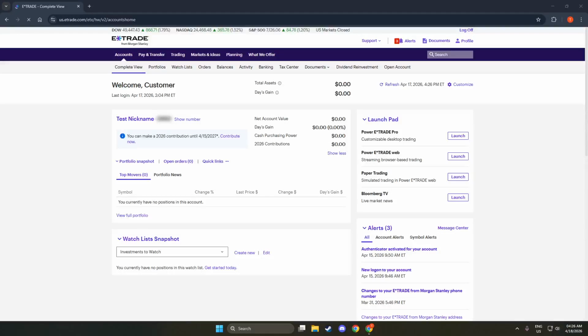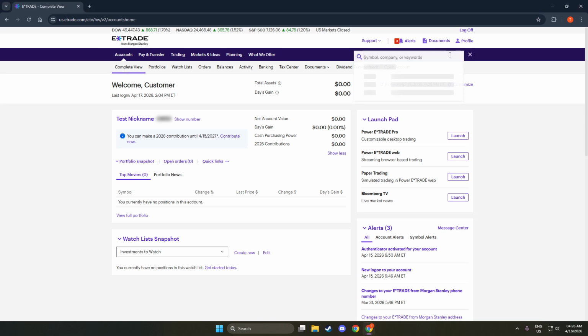In today's video, I'm going to teach you how to set a stop loss on E*TRADE. We're going to walk through how to place a stop loss order on E*TRADE so you can manage risk on a stock you already own. A stop loss is designed to automatically sell your shares if the price falls to a level you set, helping you limit potential losses without watching the market every minute.